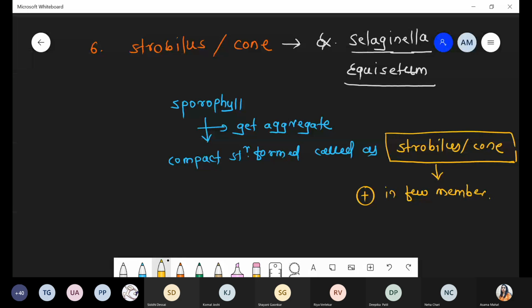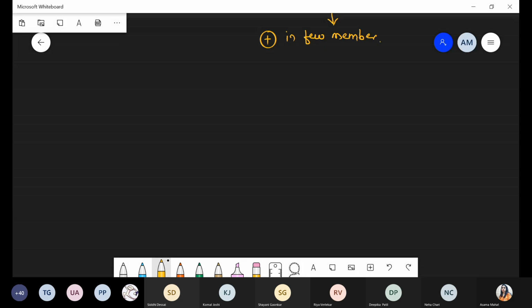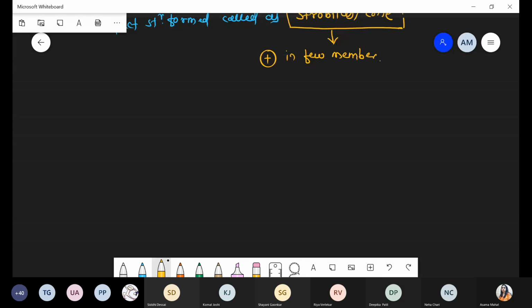That sporophyll, which is present on the leafy branch, forms a compact structure. Above that, finally, they produce one compact, cone-shaped structure. And that cone-shaped structure is simply called the strobilus.